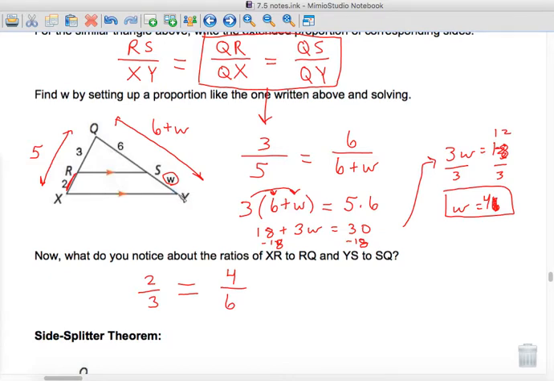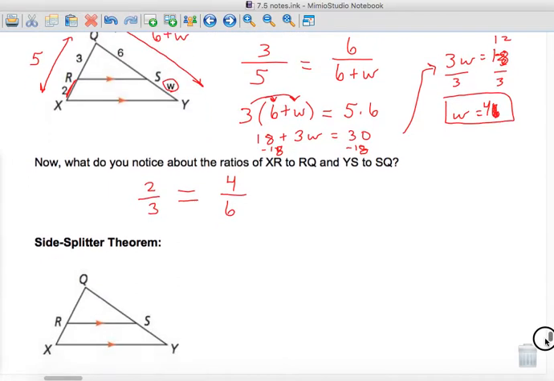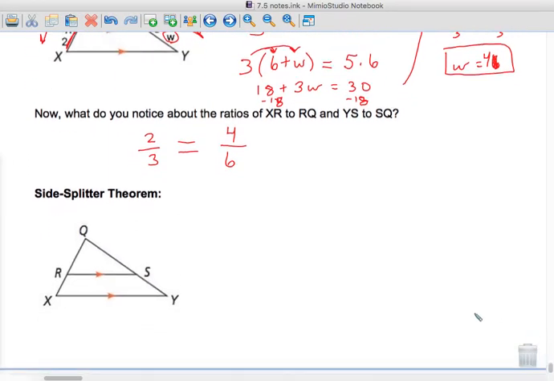The whole side here is 6 plus W. The whole side here is 3 plus 2. But it turns out that even though that's not the whole side, the parts of the sides are proportional. So even though it's not the whole side, the little pieces of the side are proportional. And that's what we call the side splitter theorem. One of the cooler names in geometry, the side splitter theorem.